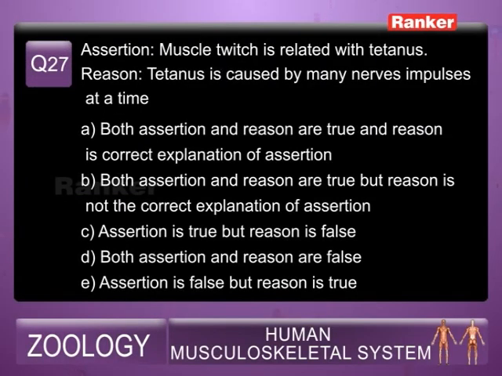Question 27 is here. Assertion: muscle twitch is related with tetanus. Reason: tetanus is caused by many nerve impulses at a time. A. Both assertion and reason are true, reason is the correct explanation. B. Both assertion and reason are true and reason is not the correct explanation. C. Assertion is true and reason is false. D. Both assertion and reason are false. E. Assertion is false but reason is true.